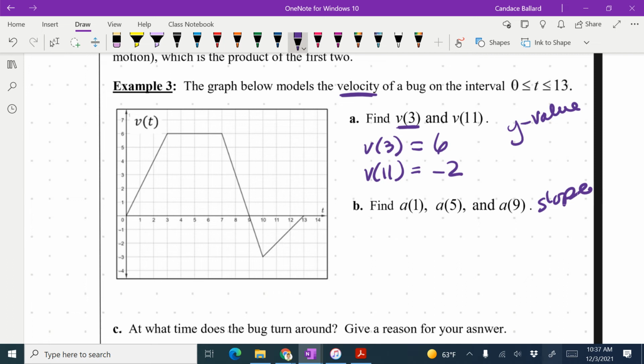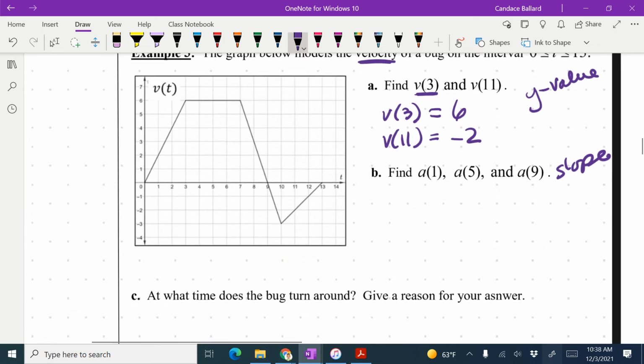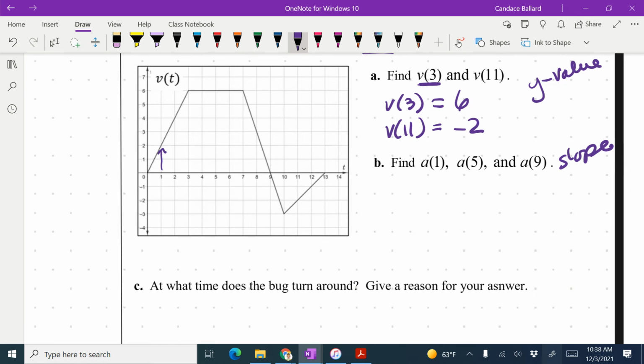Okay. All right. So acceleration at 1. So I'm going to go to 1, and I need to do the slope triangle on 1. So what is my slope at that value? Everybody okay with 2? Okay, I want you to do 5 and 9. So everybody find the slope at 5 and the slope at 9. Give you about a minute.